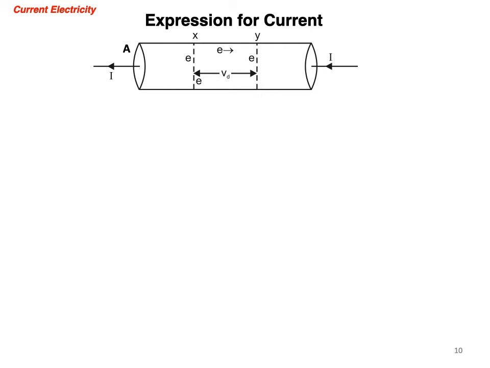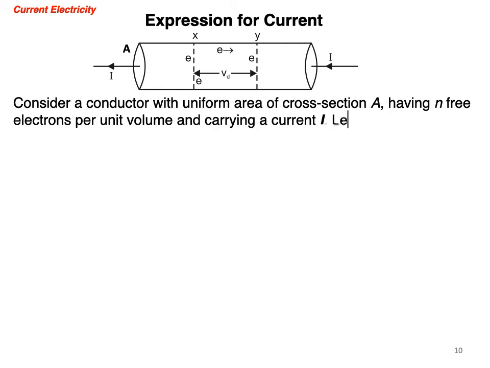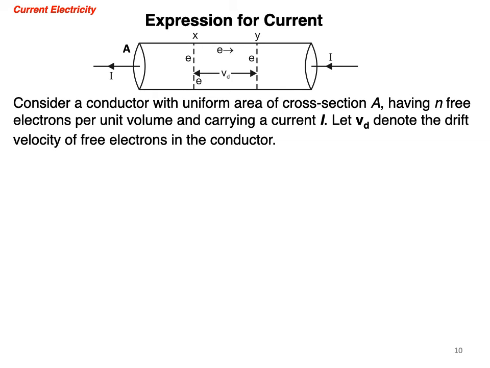Now let's get to the expression for current in terms of drift velocity. Let us consider a conductor with uniform area of cross section A having n free electrons per unit volume and carrying a current I. Remember the parameters. The area of cross section is A, the current is I, the number of free electrons per unit volume is n, and Vd is the drift speed of the free electrons in the conductor.